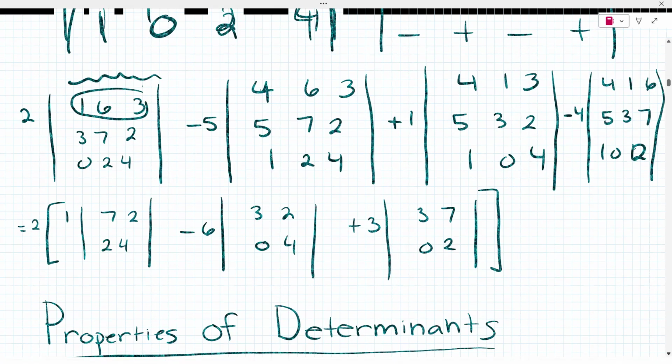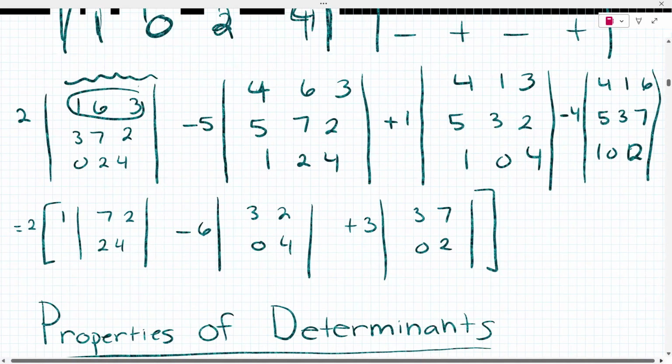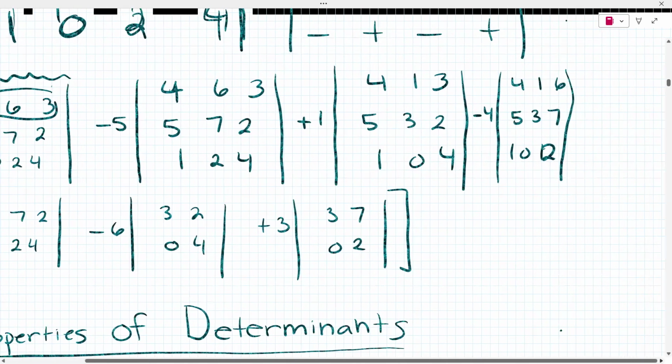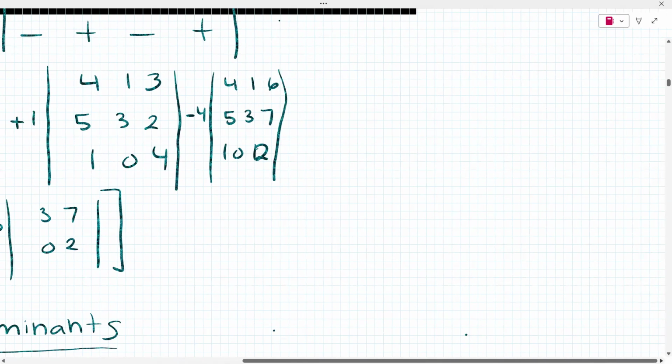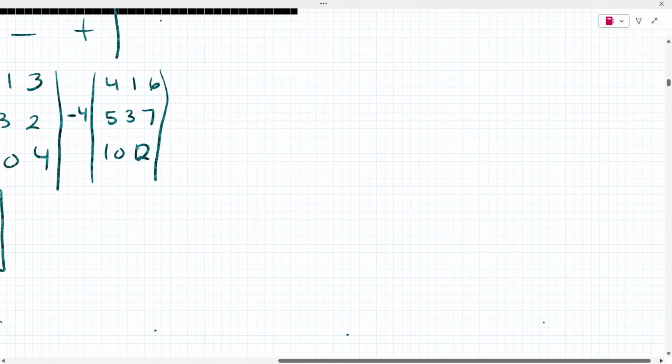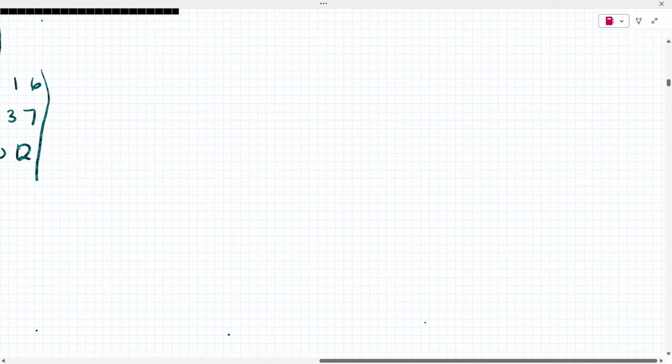I kind of lost. Okay, so I need more space, so I'm gonna move to the right. Sorry, I'm out of space, so I'm gonna move it to the right.